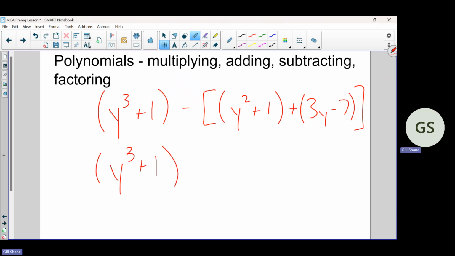I really don't even need these parentheses in the front either. I'll get rid of those in a minute. So I could say this: I could just say y squared plus 1 plus 3y subtract 7. I don't need all of the bracket stuff. That is just worthless notation.